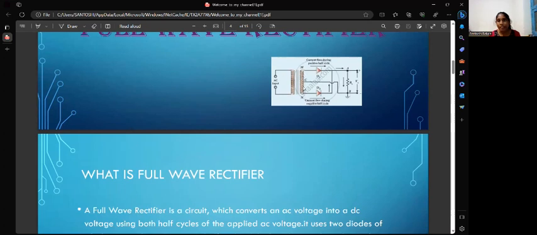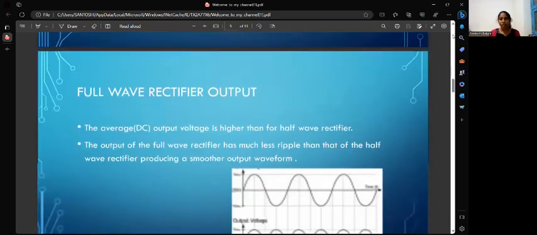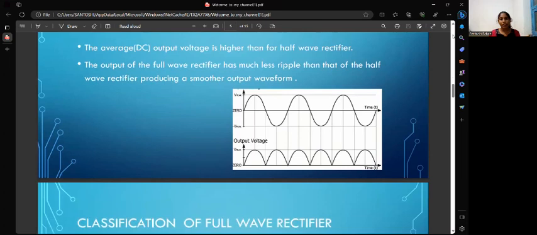And this is a circuit diagram of a full wave rectifier. Output of a full wave rectifier: the average DC output voltage is higher than that of the half wave rectifier. The output of a full wave rectifier varies much less rapidly than that of a half wave rectifier, producing a smoother output waveform. You can see in this how the output is.